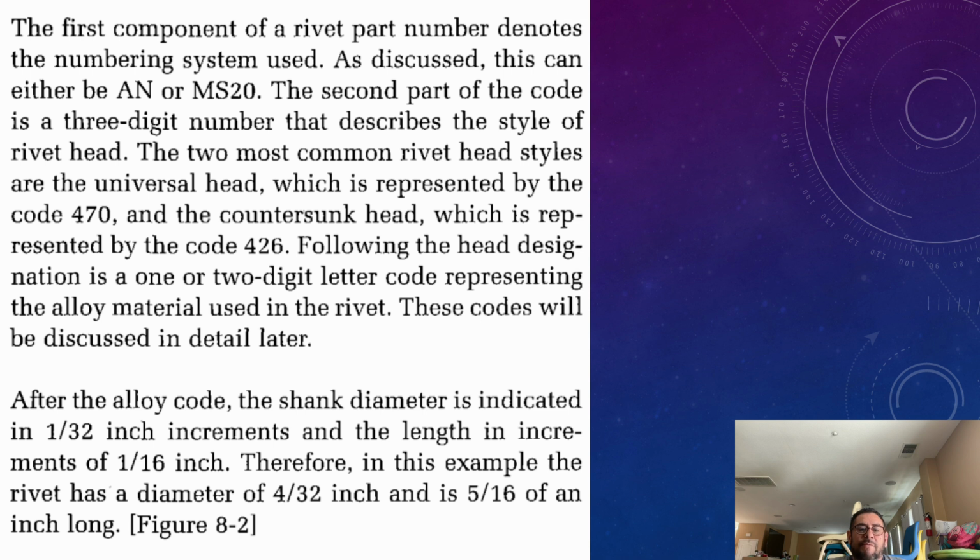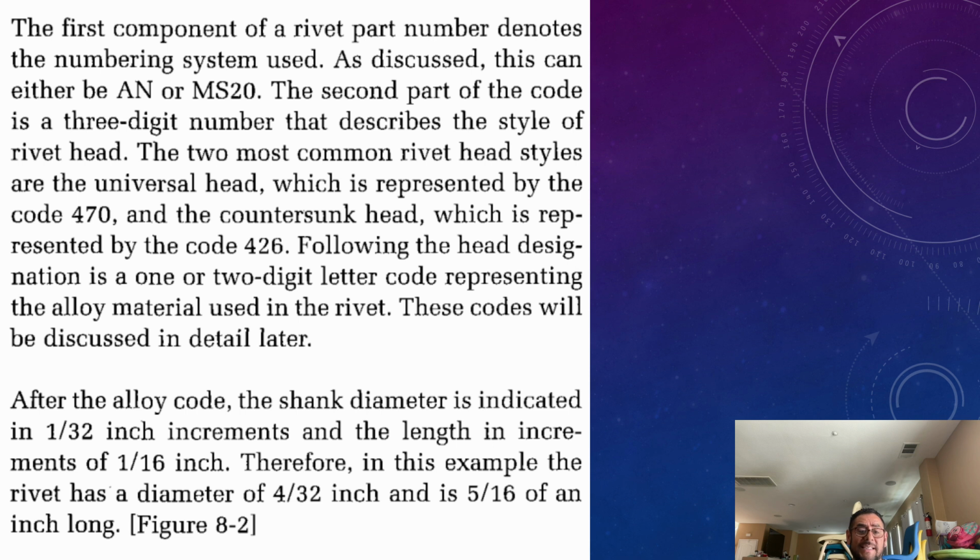The first component of a rivet part denotes the numbering system used. As discussed, this can either be an AN or an MS-20. The second part of the code is a 3-digit number that describes the style of the rivet head. The most common rivet head styles are the universal head, which is represented by the code 470, and the countersunk head, which is represented by the code 426.